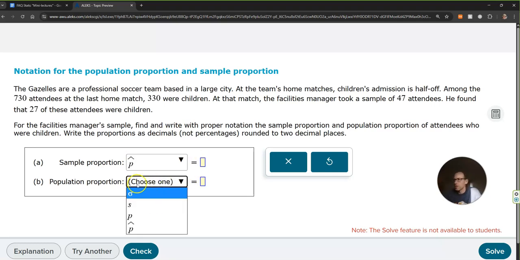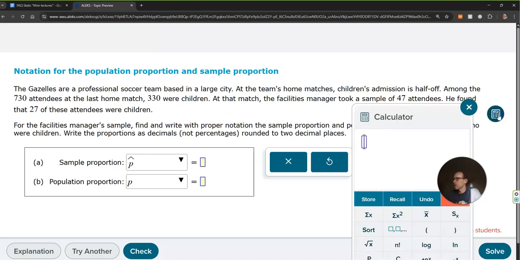Let's just go ahead and finish out the notation. The population proportion here is just the normal p without the hat. So how do we calculate the sample proportion? Remember, we have a sample of 47 and 27 are children. So we just have 27 divided by 47, and we need two decimal places, so it'd be 0.57.